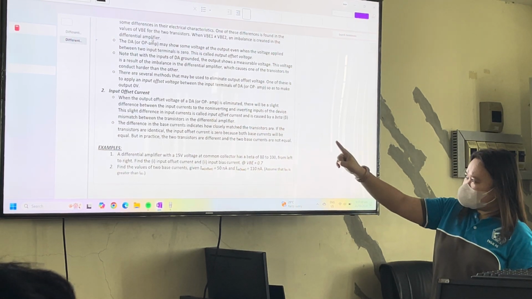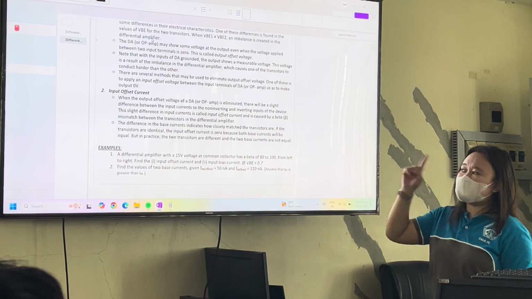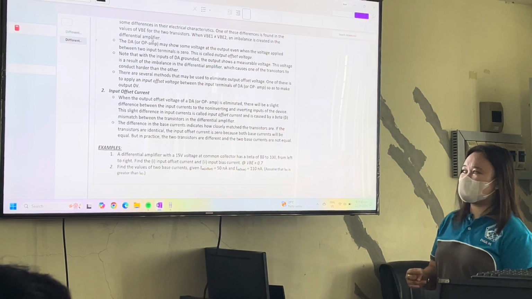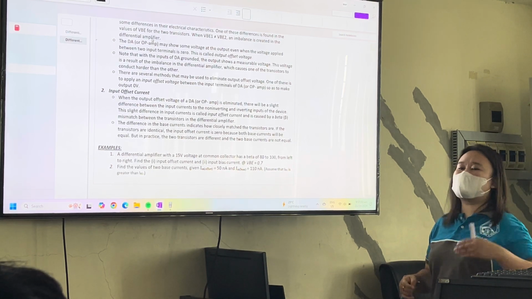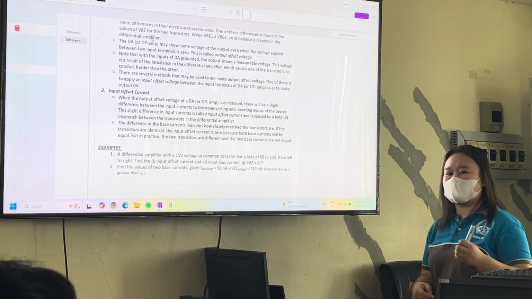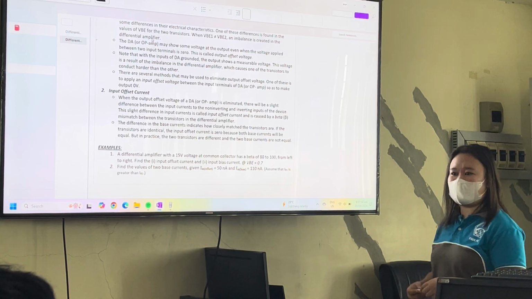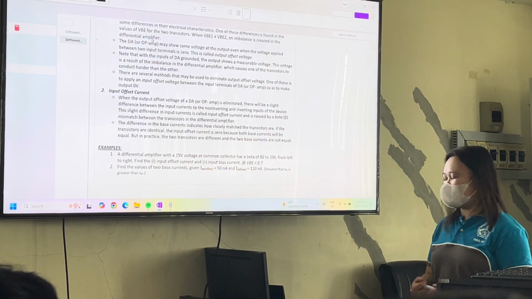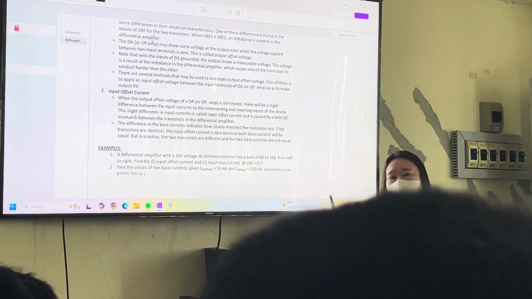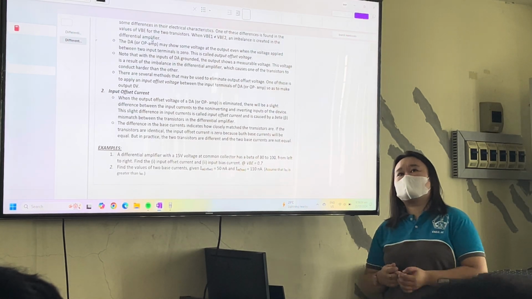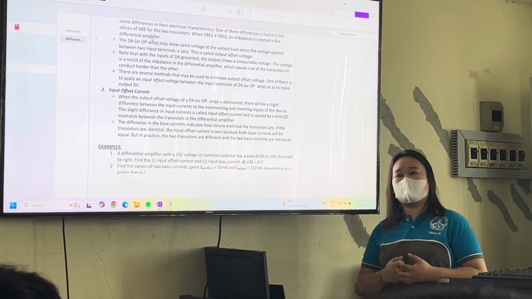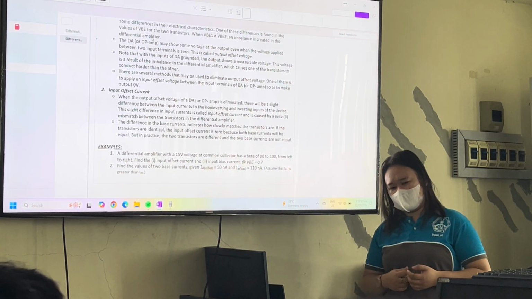Next. This slight difference in input currents is called input offset current and is caused by beta mismatch between the transistors in a differential amplifier. Now, if we go back to our electronics, a BJT is a beta-dependent transistor. BJT man natin ang amplifier. For example, ang first ang gihatag sa discussion is naka-BJT siya. So, BJT is a beta-dependent transistor, meaning they are temperature dependent.